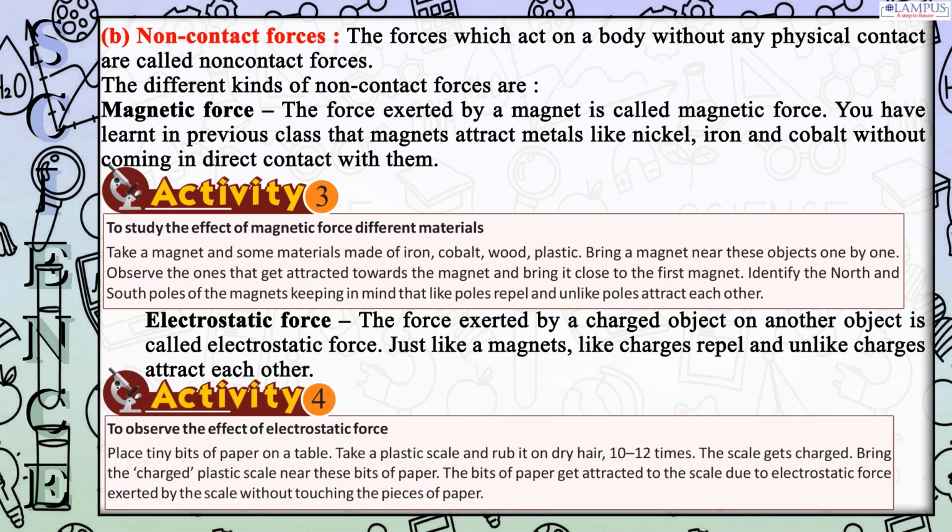Activity 4. To observe the effect of electrostatic force. Place tiny bits of paper on a table. Take a plastic scale and rub it on dry hair, 10 to 12 times. The scale gets charged. Bring the charged plastic scale near these bits of paper. The bits of paper get attracted to the scale due to electrostatic force exerted by the scale without touching the pieces of paper.